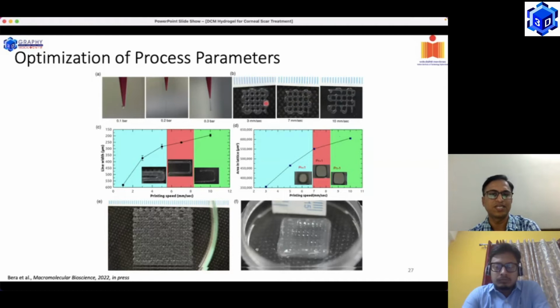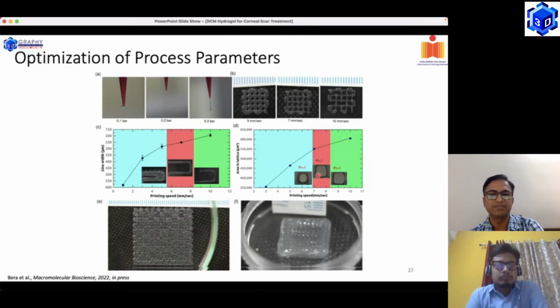Here you can also see we printed at different print speeds, and what we found is that in this zone in between, when the print speed is roughly from 6 to 8 millimeters per second, we can print a nice strand. The strand is not more or less. When the print speed is high, the extrusion is less, but when the print speed is low, the extrusion is higher, so the strand width is more. So we found a window between 6 and 8 mm per second.